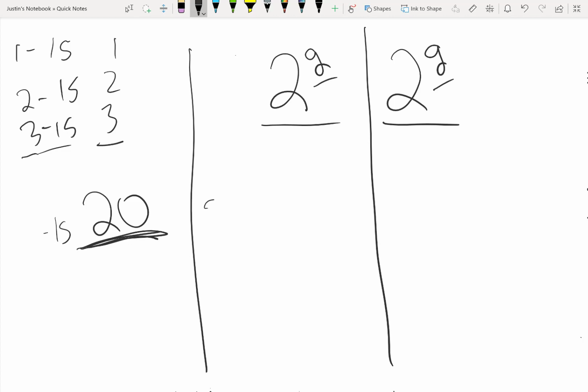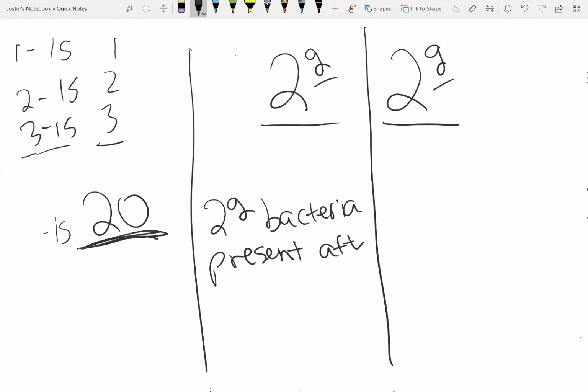So there would be 2 to the G power of bacteria present after G generations. All right, let's go to the next page. Filling that in. Give y'all just a second.